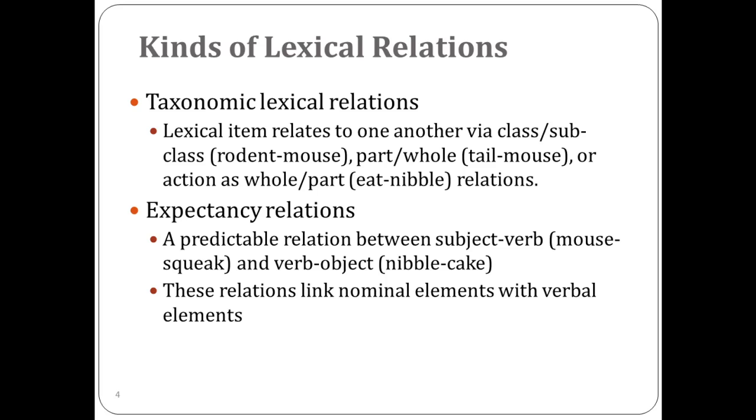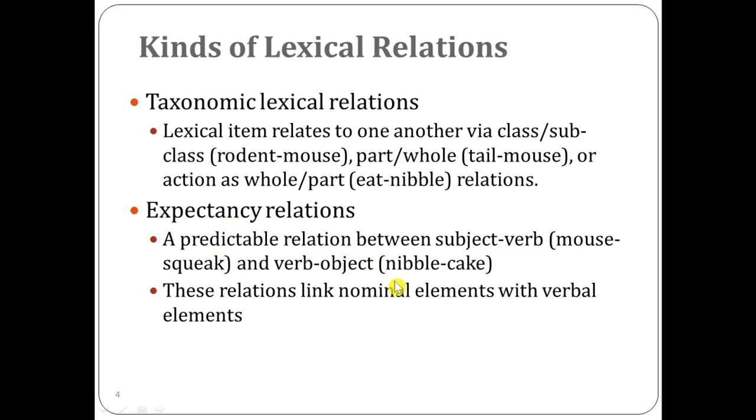Now, let's take a further look at the kinds of lexical relation, everyone. The first is called taxonomic lexical relation. Lexical items are related to one another as class and subclass, for example rodent and mouse; as part and whole, like tail and mouse; or as action as whole or part, like eat and nibble. So this is another relation.